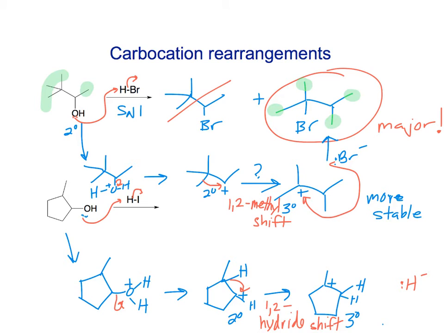All right, once that takes place, we're at the tertiary carbocation. That's as stable as it can get. And iodide, the nucleophile, can react with that to form our product, which now has the iodide at the tertiary position.